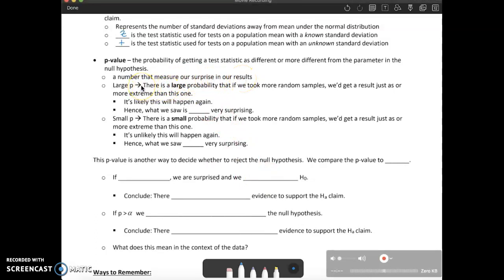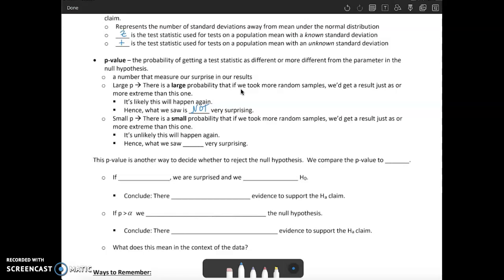A large p-value means that there is a large probability that if you took more random samples, you'd get a result just as or more extreme than the one you just got. So what that's saying is that there's a large likelihood that what just happened in your sample will happen again and again and again. If you keep taking samples, probably what we saw happen will keep happening. Hence, what we saw is not very surprising. If it's likely to happen over and over, we're likely to get the same type of results over and over, then we're not very surprised by what's happening.